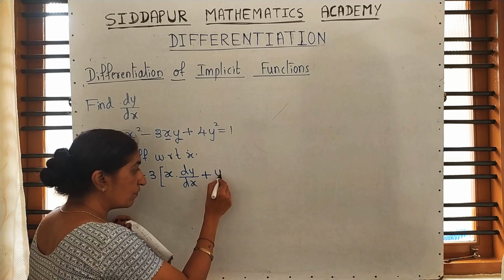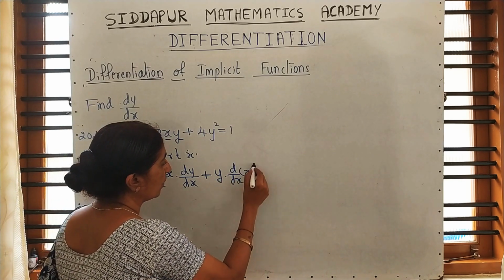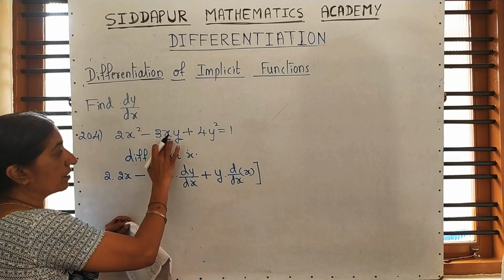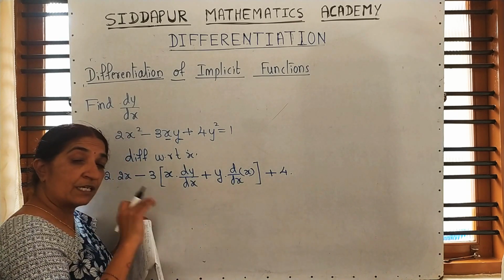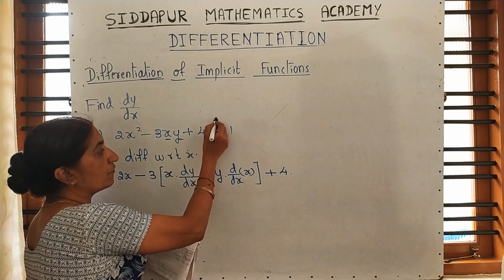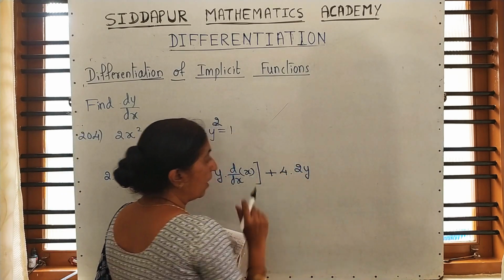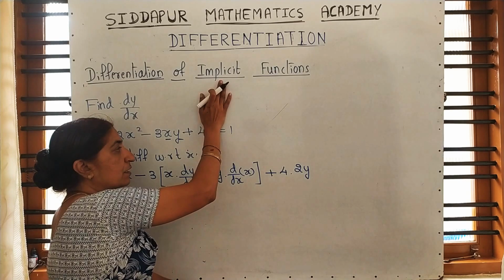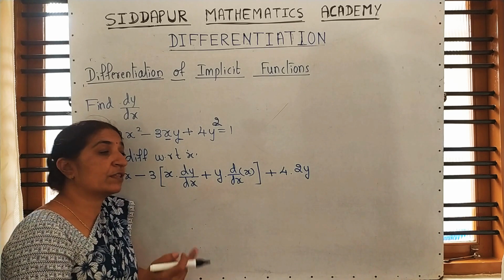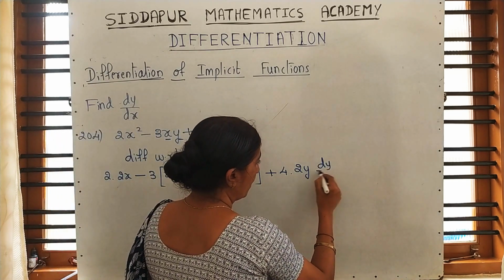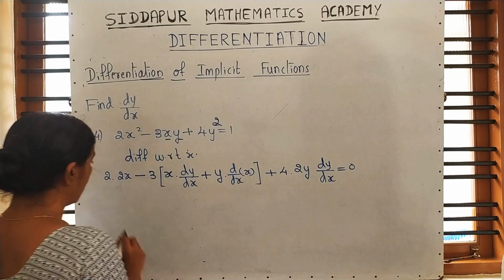Plus, we kept y as it is, and the differentiation of x with respect to x. I wrote the steps, remember, this is u into v. Plus 4 as it is. As we did in the differentiation of composite functions, first differentiate the power. When you differentiate the power, it is 2y. After differentiating the power, close that. What are we finding? We are finding y. And what is the differentiation of y with respect to x? dy upon dx is equal to 0, because the differentiation of 1 is 0.